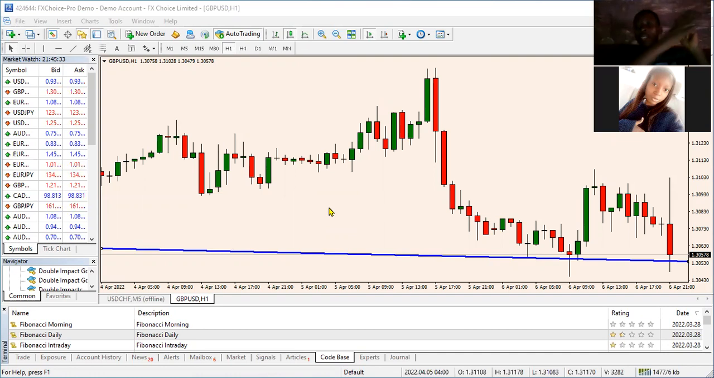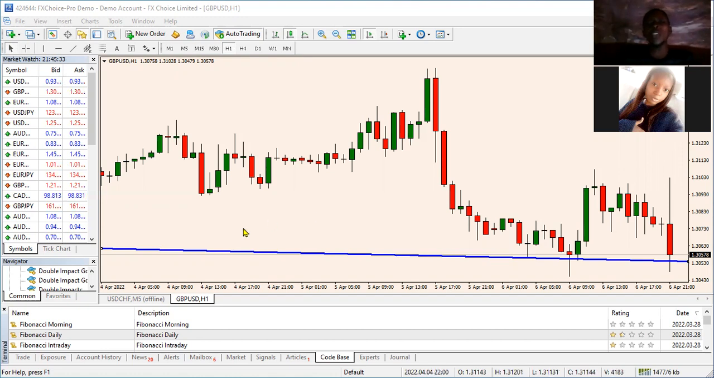Up, sideways, down. It doesn't reverse. When I say sideways, moving forward. Are you getting it? Okay. The market doesn't reverse back. So it goes up, sideways, and down. That's how the forex market moves.